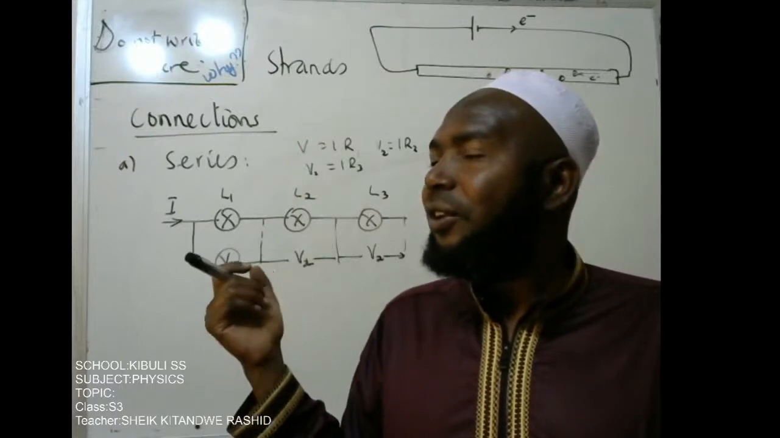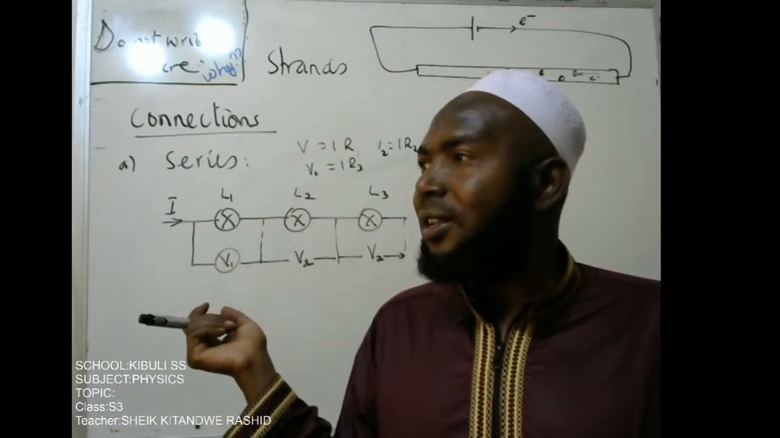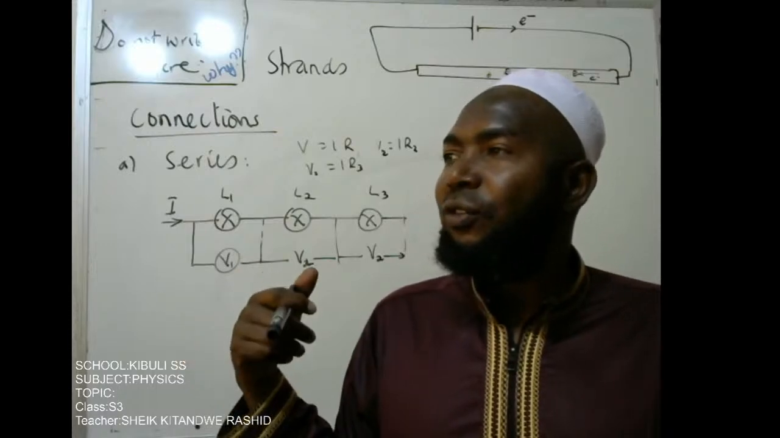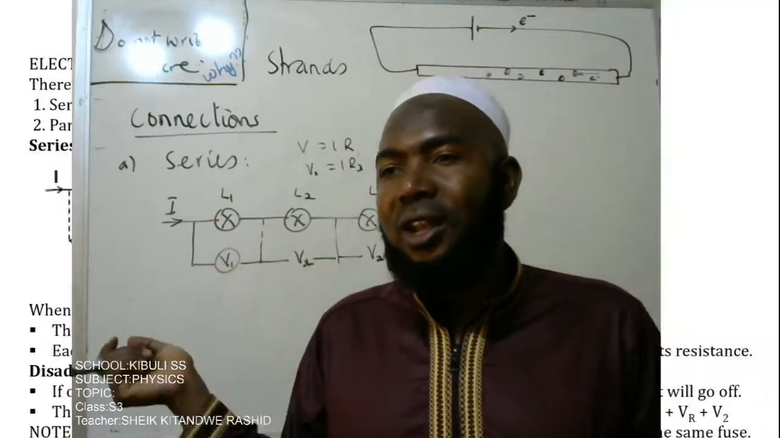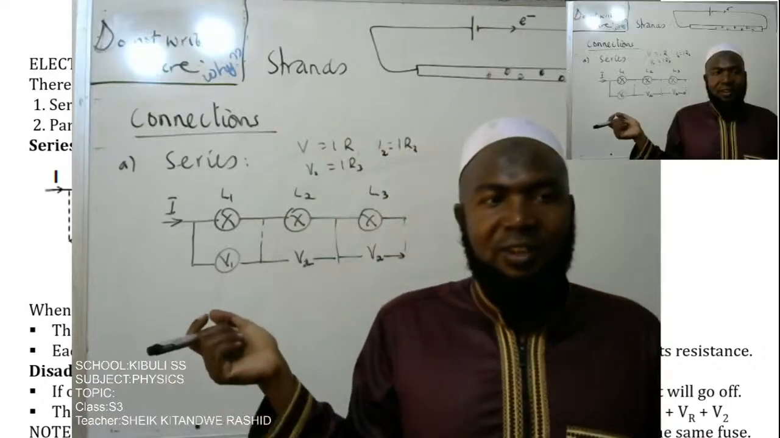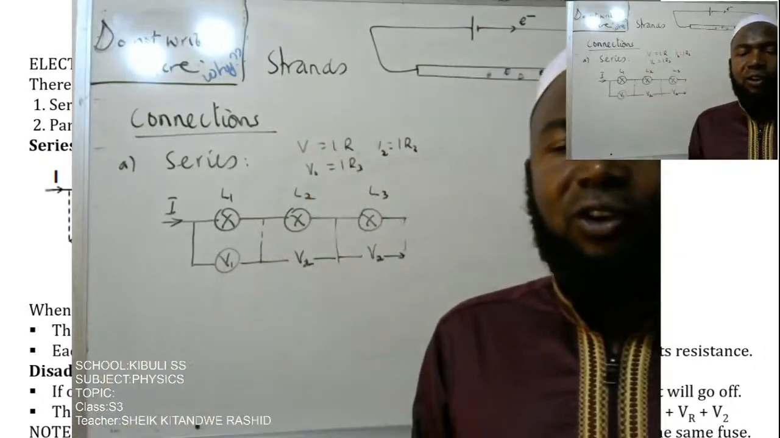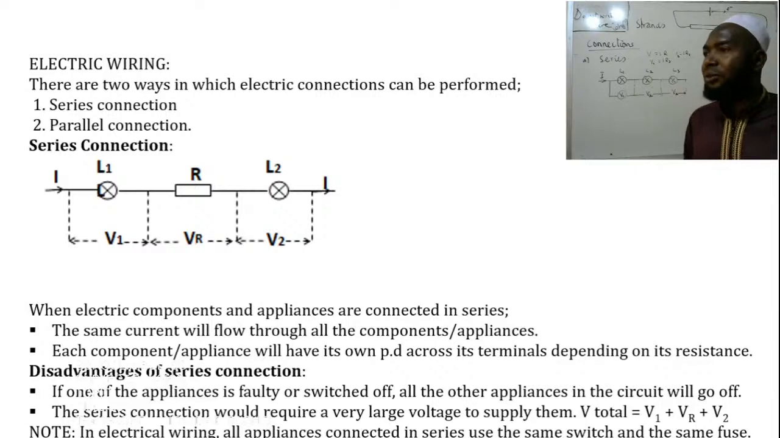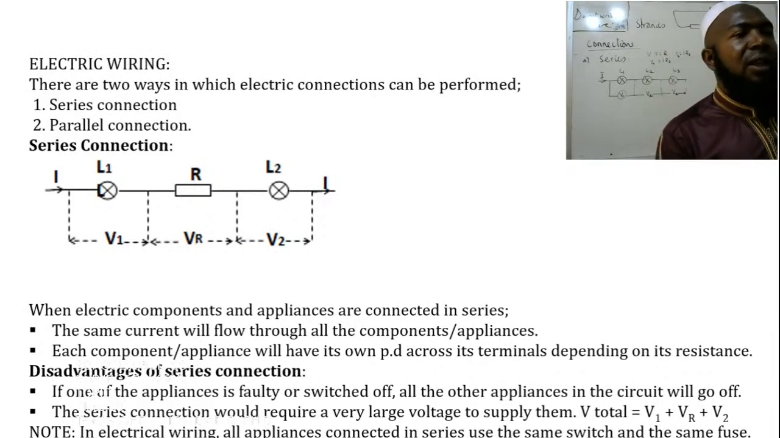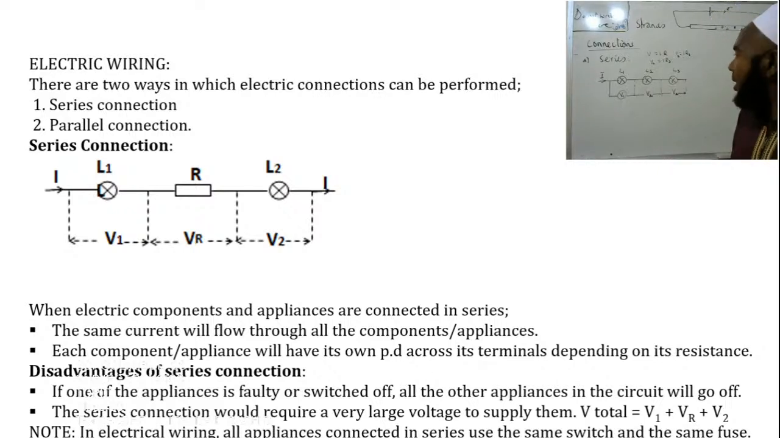Now what if there are different rooms? And someone switches off when another one in the next room wants to use the light. It may turn out an advantage in terms of economics, but in terms of flexibility and use, it is a disadvantage. Now we go to parallel arrangement, parallel connection.